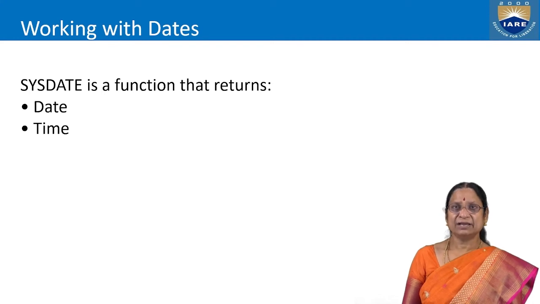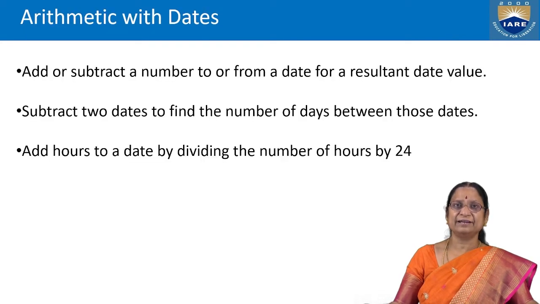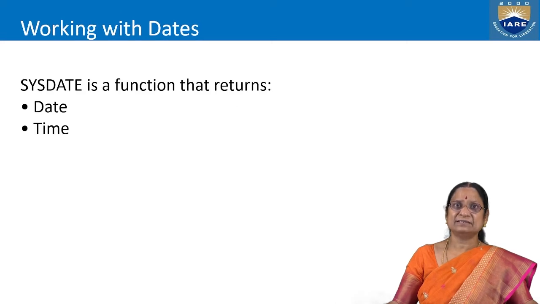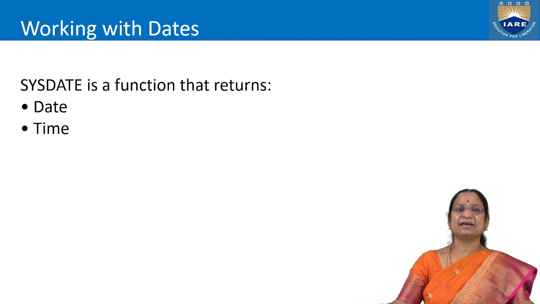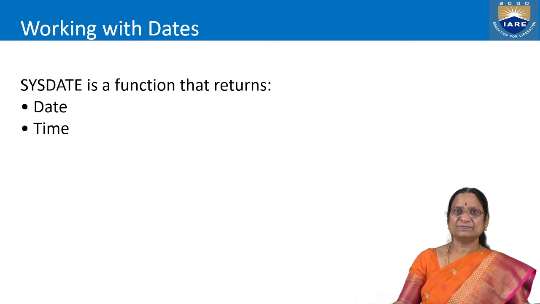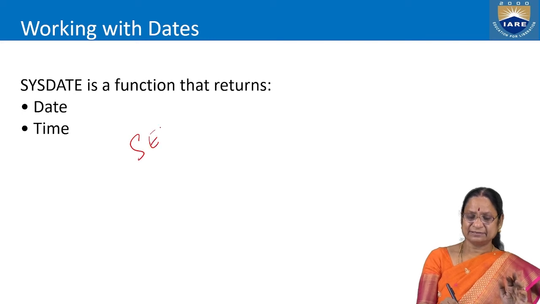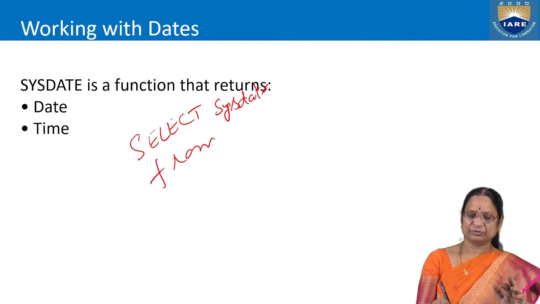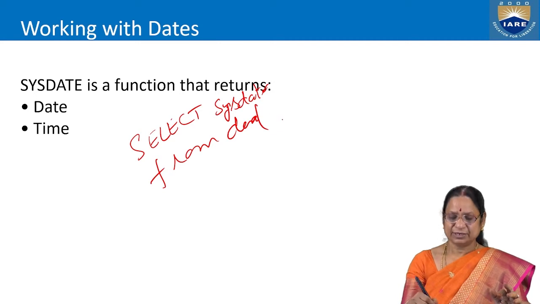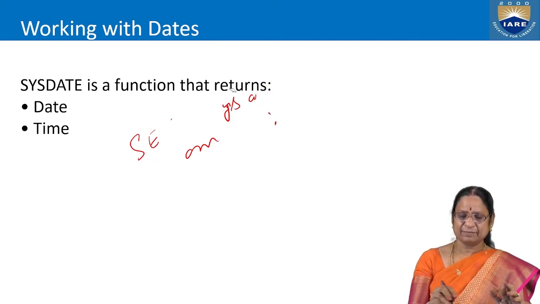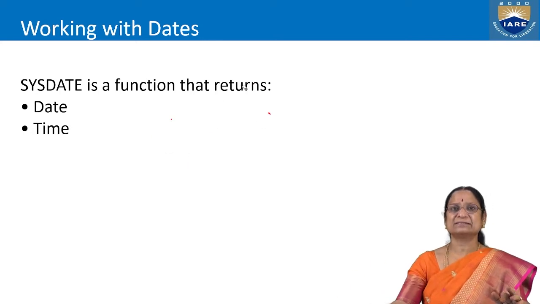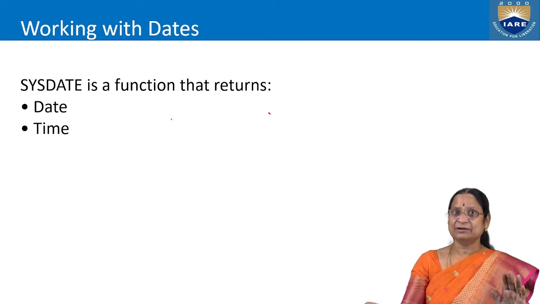Right. Working with dates, SYSDATE is a function that returns the current date and time of the system. So, select sysdate from dual. Dual is a dummy table, which we discussed just now. So sysdate will automatically display the current system date to us. Remember, the format consists of date as well as time.